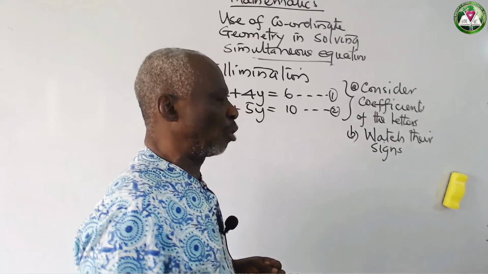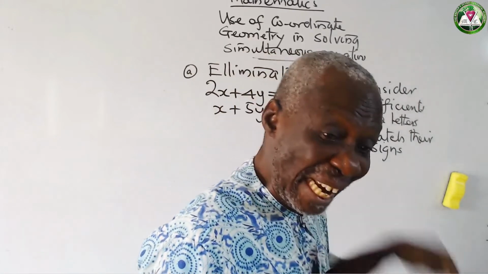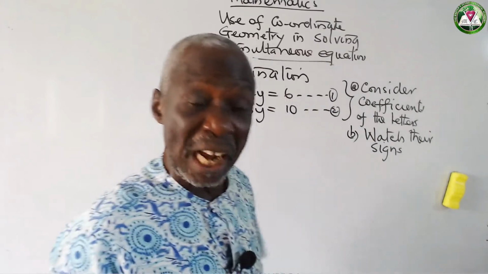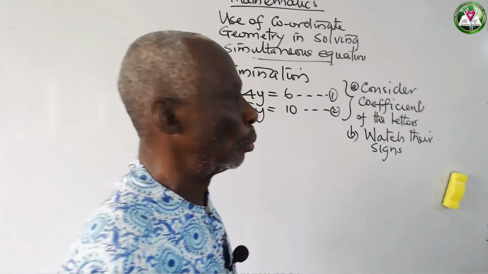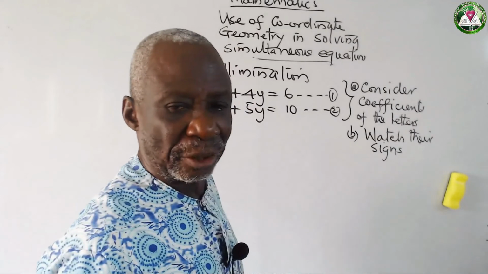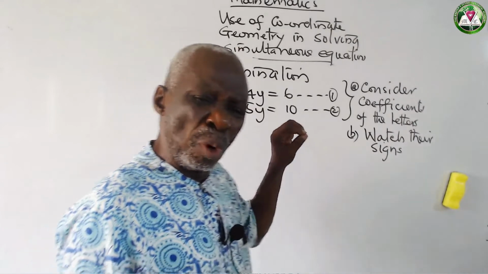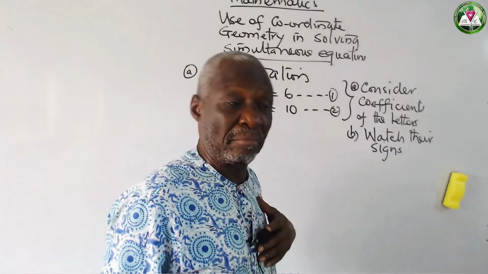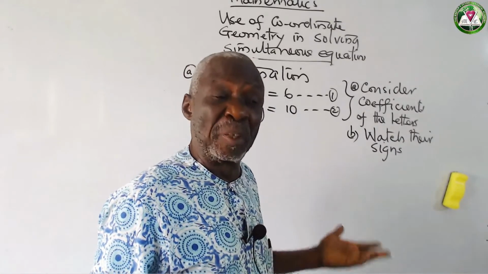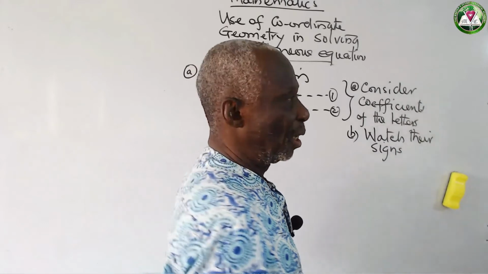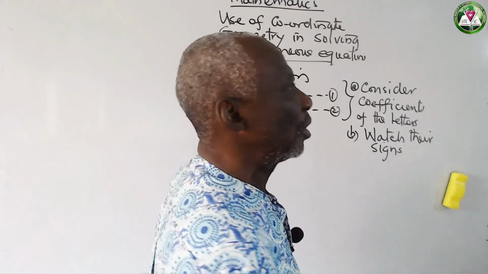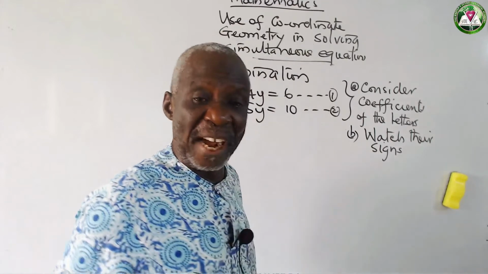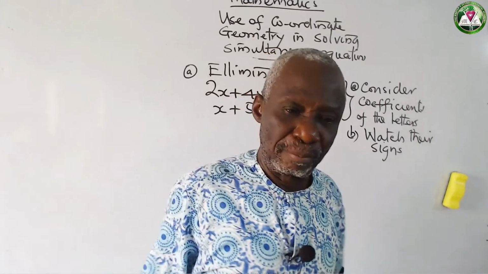Eliminate the one with the smaller coefficient. That makes life easier for you. Therefore, I'm going to eliminate X. So you must determine the one you're eliminating, so that life will be easy for you in the calculation. If you don't, you will be involved with very big numbers in your calculation, and you may finally give up.